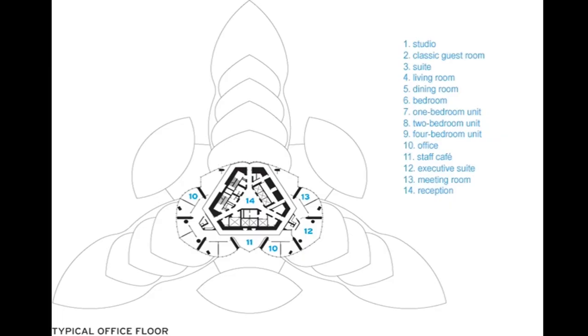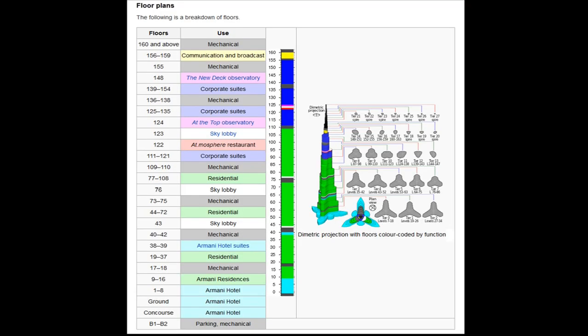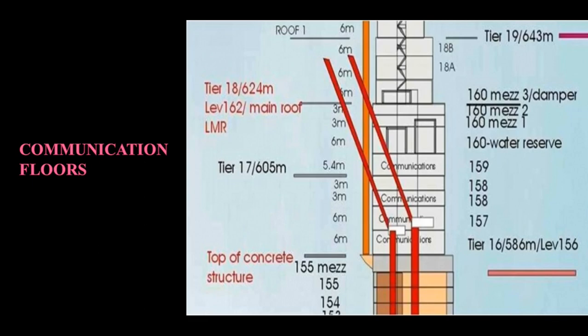And this one is a typical office floor plan. Floor plans. This image gives you the breakdown of floor plans. And about its communication floors, the top 4 floors have been reserved for communication and broadcasting. These floors occupy the level just below the spire.